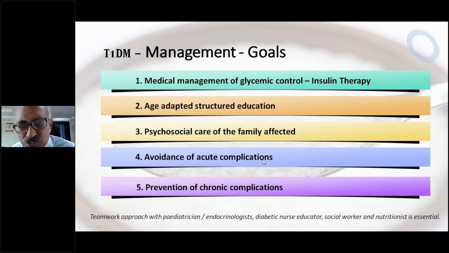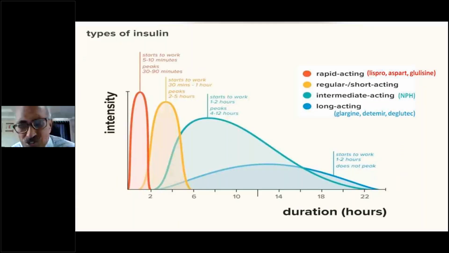The purpose is to avoid acute complications with immediate treatment and prevention of the chronic complications. What are they? We will see again. Not only avoiding acute ones, prevention is the best. Teamwork is always advantageous: pediatrician, endocrinologist, diabetic nurse educator, social worker, and nutritionist are all there. So ideally, institutional management is the best for these children for their psychological and social development.